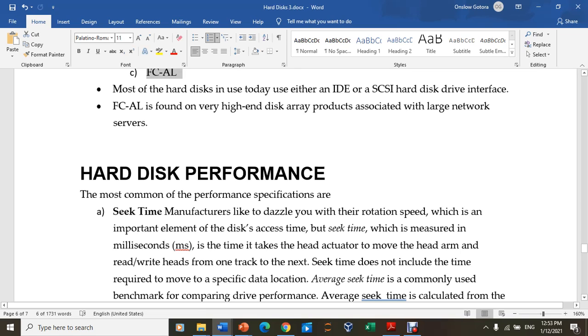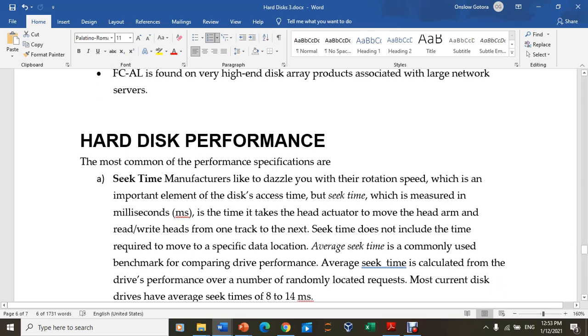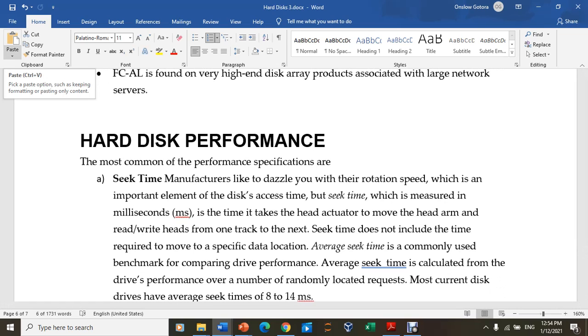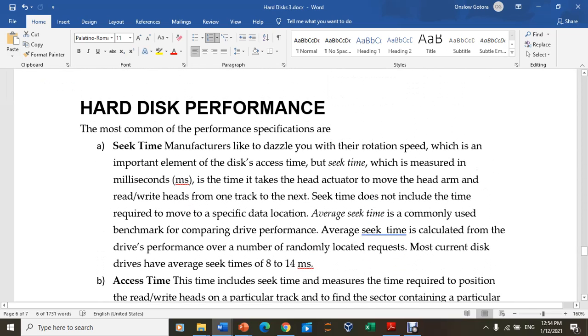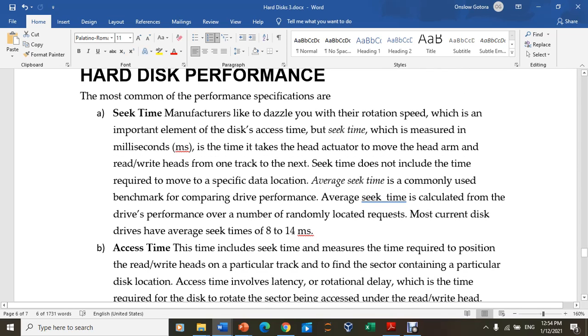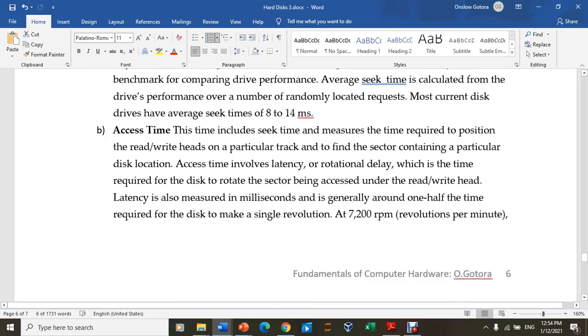Right, let's proceed with a look at hard disk performance factors. Of course, you want to look at that in your assignment. So I'll go through this; this is what was expected of you. If you face this question, these are the factors that you use to compare the performance of a hard disk drive.